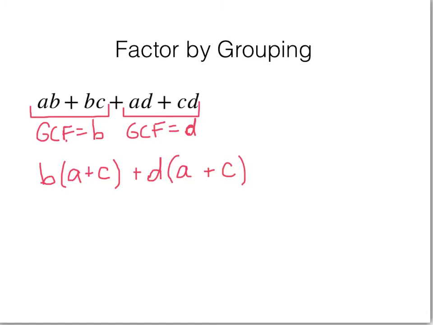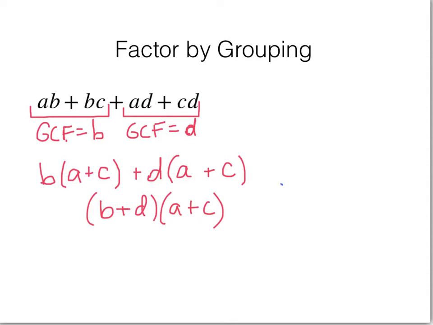Now, this part's a little bit tough, so I want you to listen carefully, and I'm going to explain it twice. So now we have B times a quantity plus D times the same quantity. Well, that means I can write it as B plus D in parentheses times that other quantity in parentheses, and we have factored it. Let me explain that one more time. B times the quantity A plus C, plus D times the quantity A plus C, is the same thing as B plus D together times A plus C together.